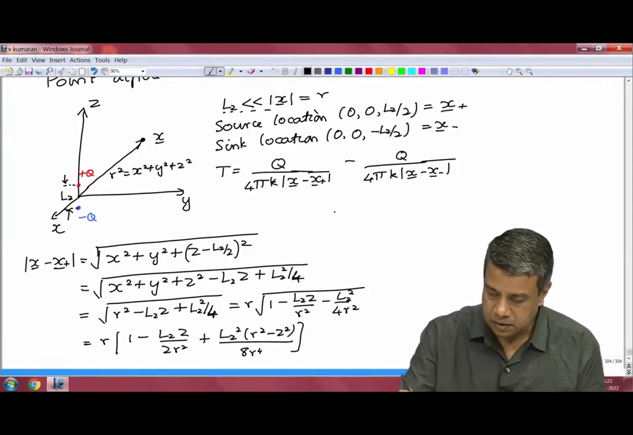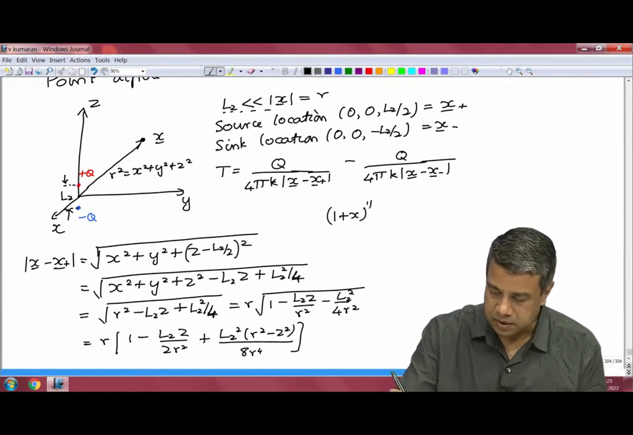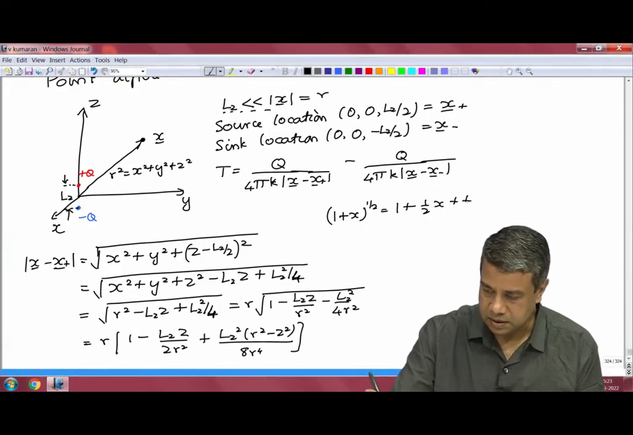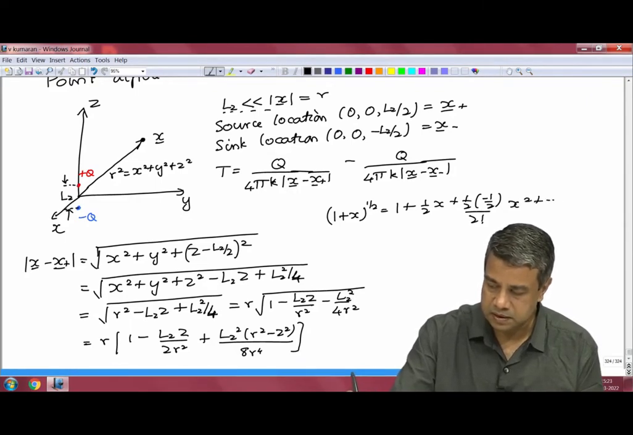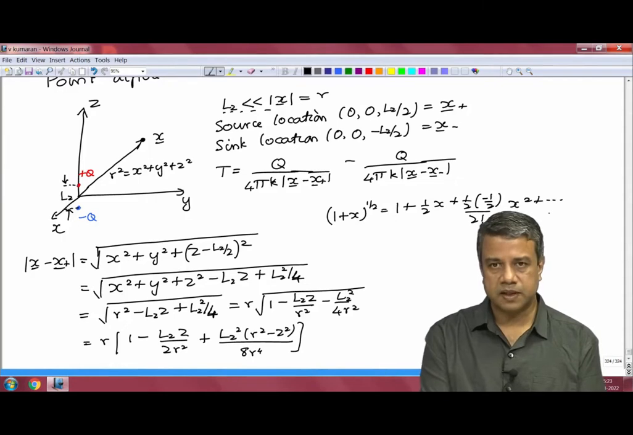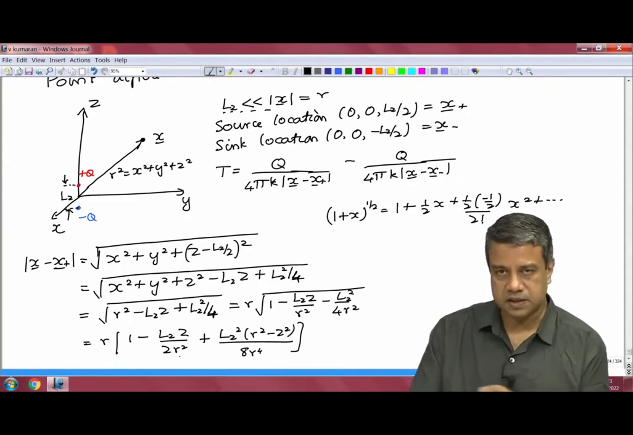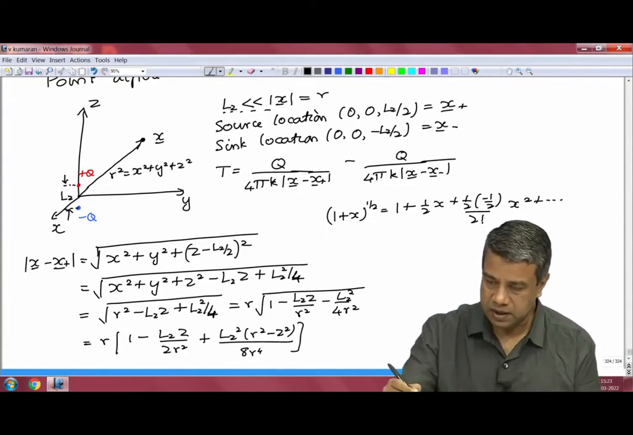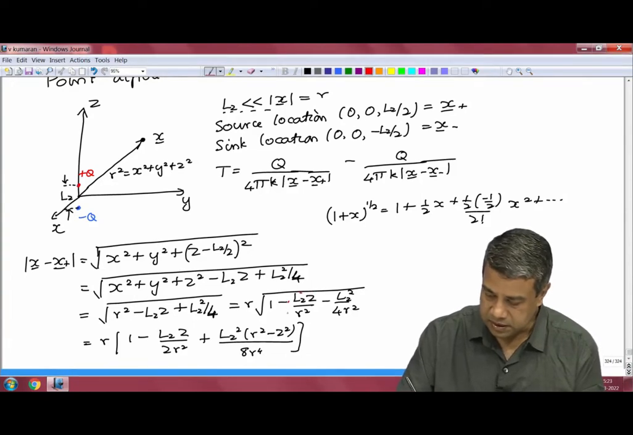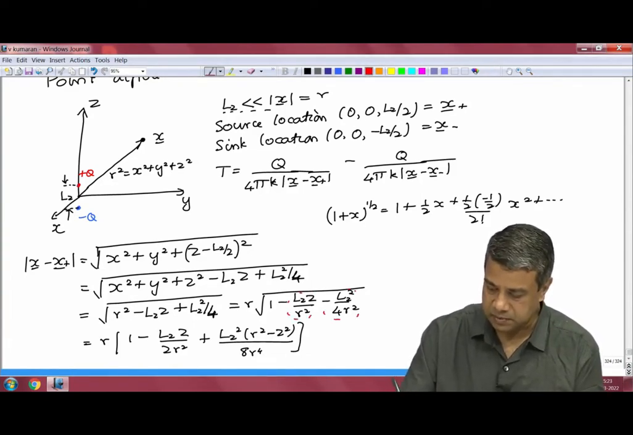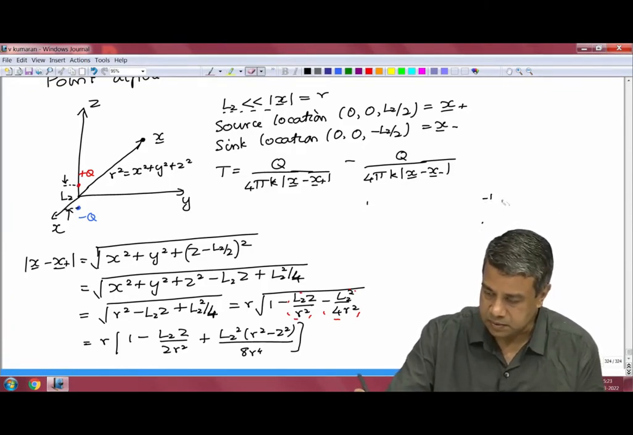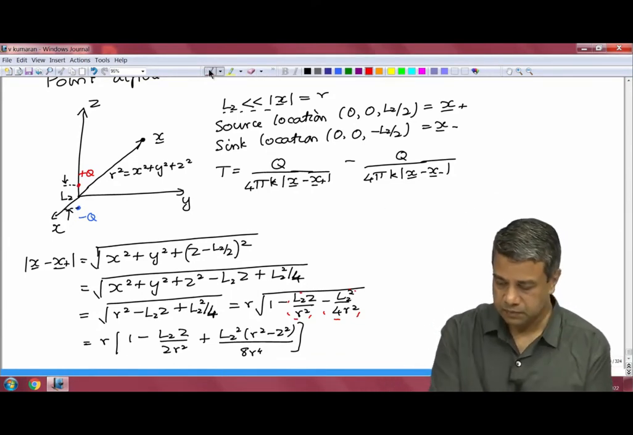Recall that 1 plus x whole power half is equal to 1 plus half x plus half into minus half by 2 factorial x square plus etc. So, just implementing this binomial expansion, you will get this expression. I will leave this as an exercise for you. Note that you have one term that is proportional to Lz times z by r square, the other term is Lz square by 4r square. So, you have two terms here, and expanding these terms you will get a binomial expansion.